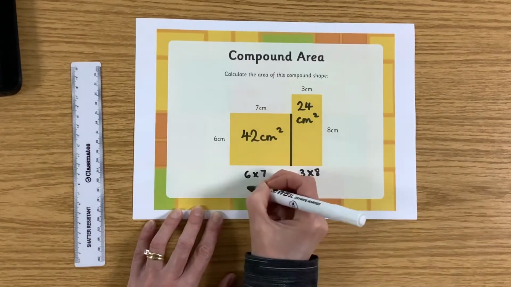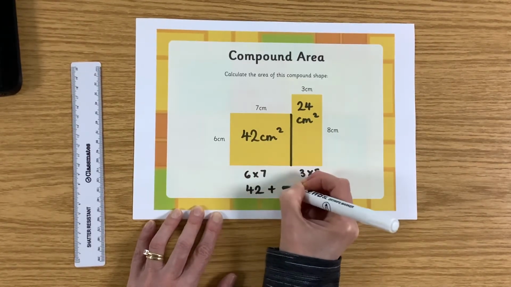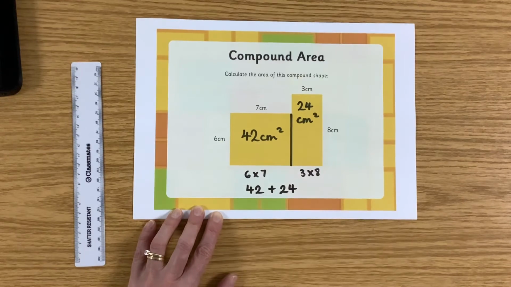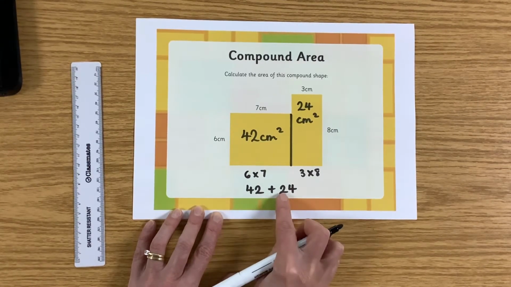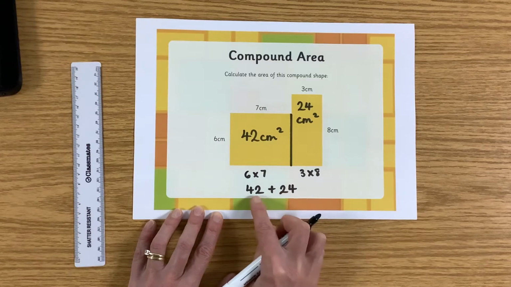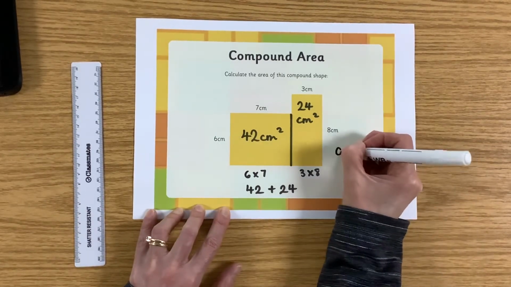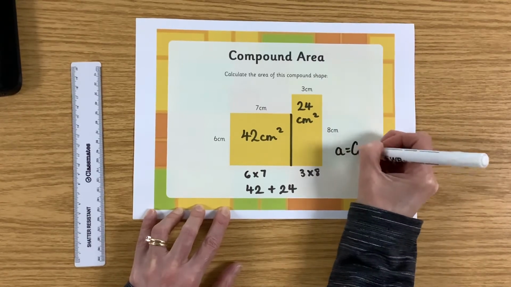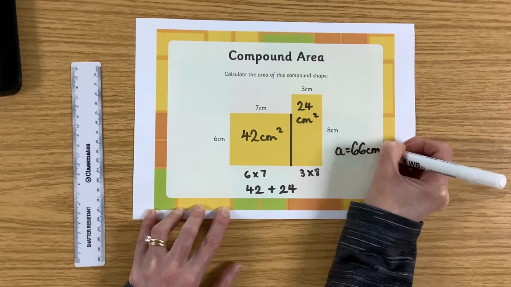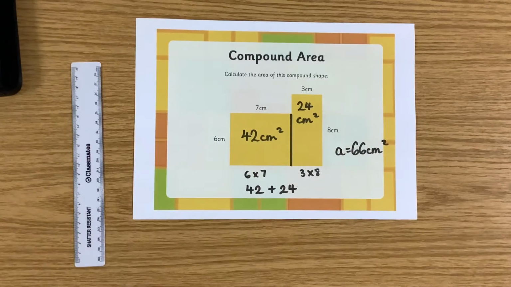Now, I need to add my two answers together. So I've got 42 and I've got 24. Tell somebody at home, what do you get when you add 42 and 24? Add your tens, 40 add 20, then add 2 add 4. So what's the final area going to be? The area is going to be 66 centimetres squared.